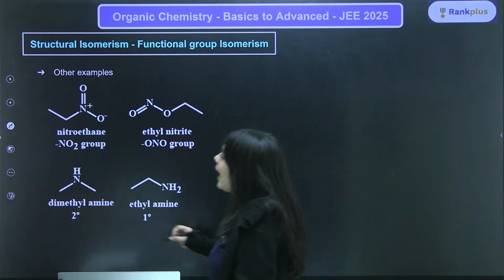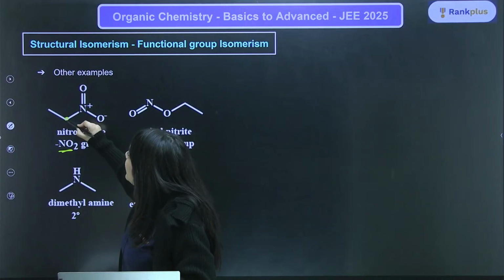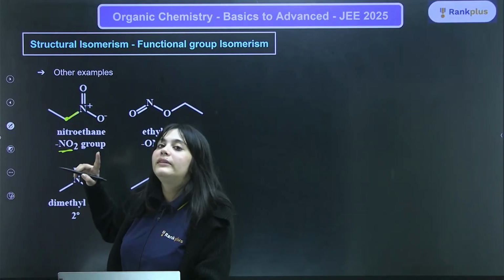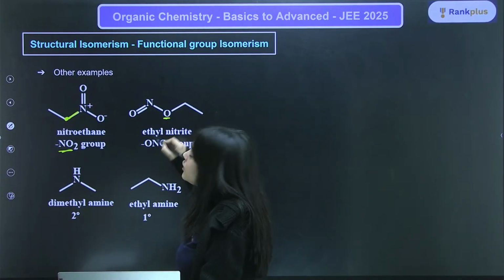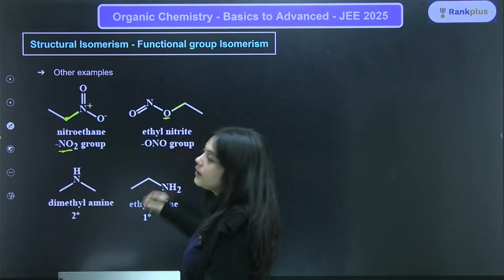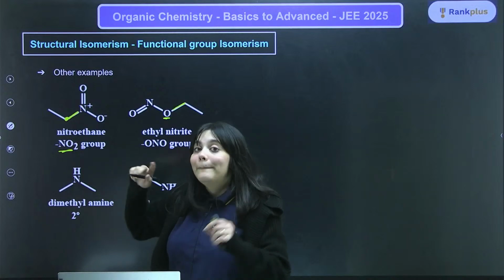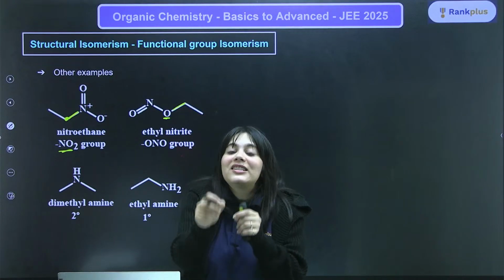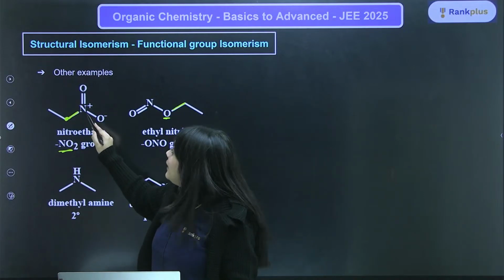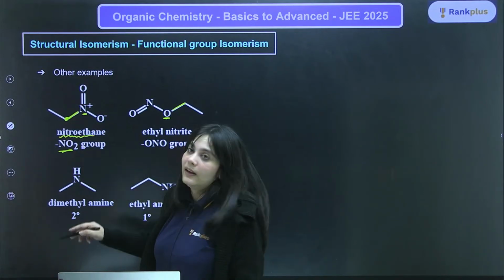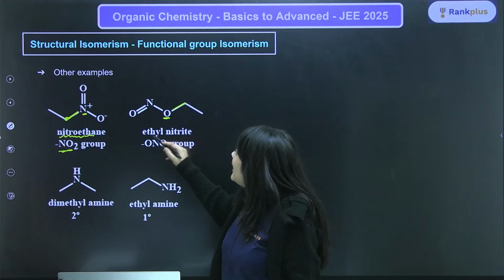For example, I took the NO2 group. I can write this NO2 group like this. With the carbon, I've attached the nitrogen directly, right? The other way, I can attach oxygen over here, and with the oxygen, I can attach the carbon. Here also it is the NO2 group, but the atom that is attached directly to the carbon is changing. When the connection is made via the nitrogen atom, it is called nitroethane. But when the connection is made via the oxygen atom, it is called ethyl nitrite.